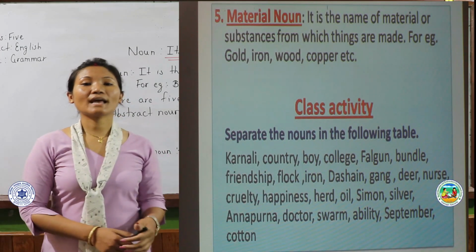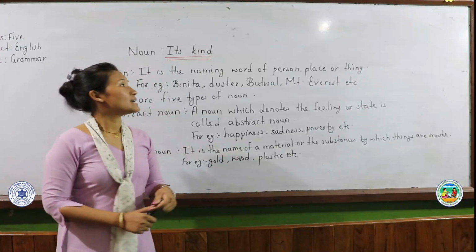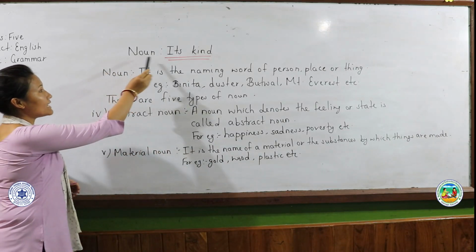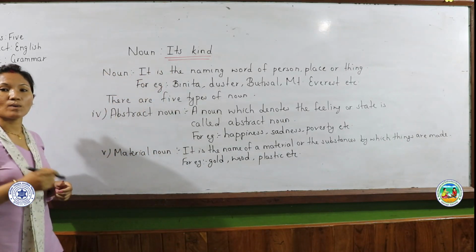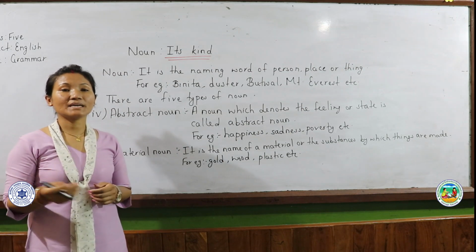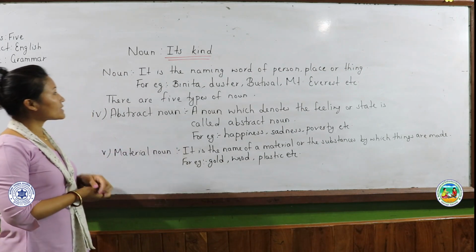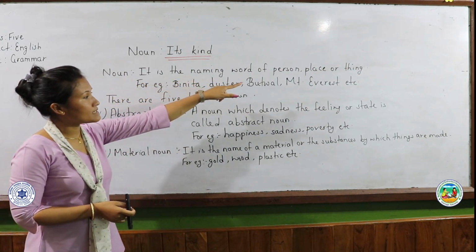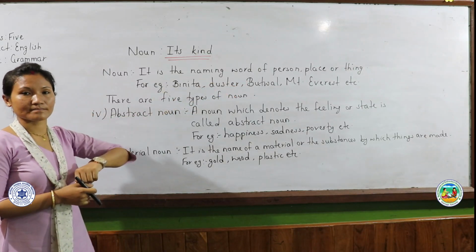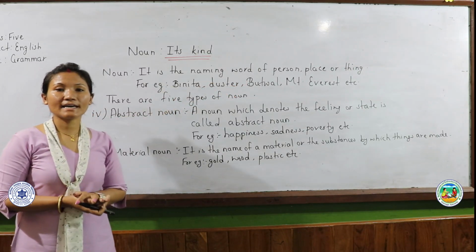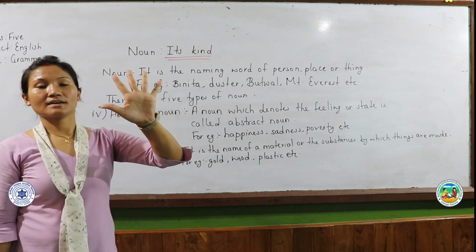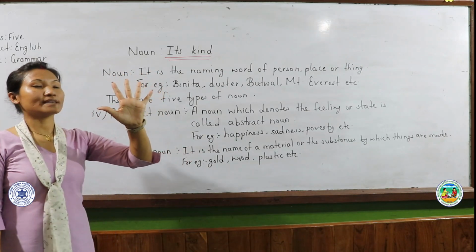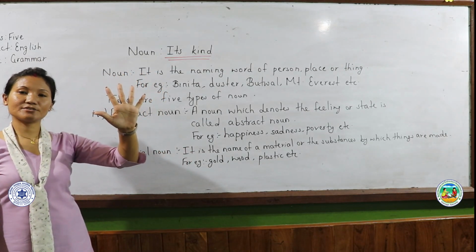I guess you all are clear about noun and its kind. Now once again, I would like to repeat these all. Noun, it is the naming word of person, place or thing. How many types of noun are there? There are 5 fingers in our hand, so there are 5 types of noun. It is easy to remember.